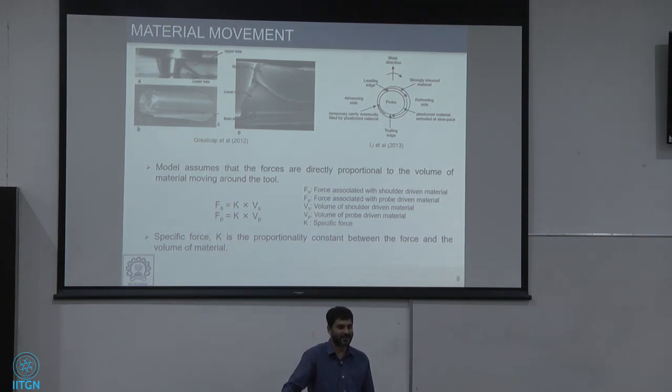So, in order to see the feasibility of the force-based discontinuity detection technique, a very crude model was proposed initially, which says that the force is proportional to the amount of volume which is moving under the influence of the shoulder or pin. So, Fs is the force due to the material which is moving under the influence of the shoulder, and Vs is the volume of the material which is moving under the influence of the shoulder.